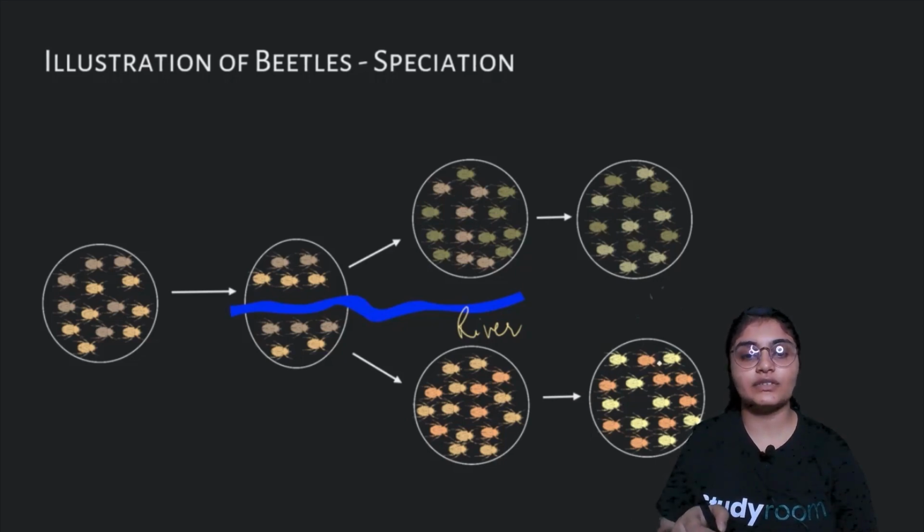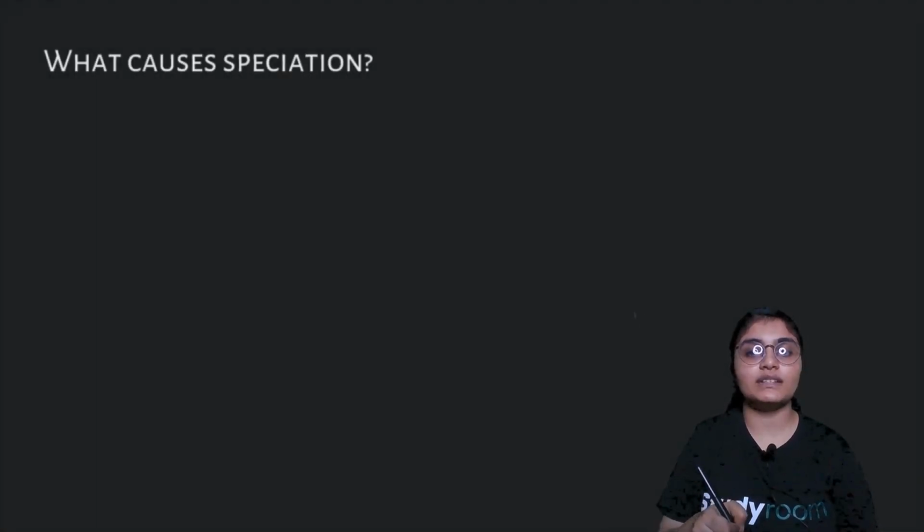They have certain distinguishing features from each other, and that is why we can say that these two are different species which originated from the same species, but the speciation occurs due to the development of a geographical barrier, that is, a river.